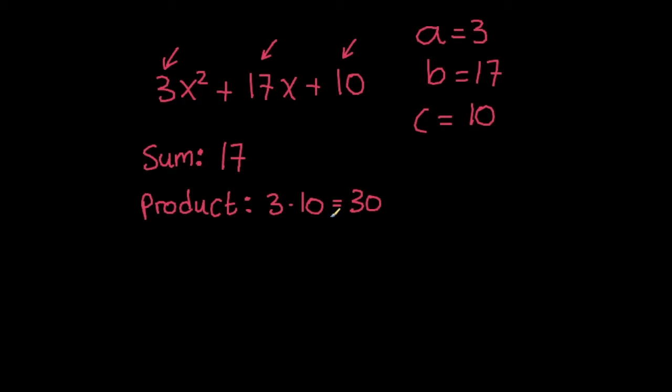Now, which one is it? Well, they add up to a positive sum. And so this immediately tells us they have to be positive, because if we have two negatives, they're going to have a negative sum. Okay, so let's list the positive factors of 30. What do we multiply to get 30? Well, 1 times 30 is an option.